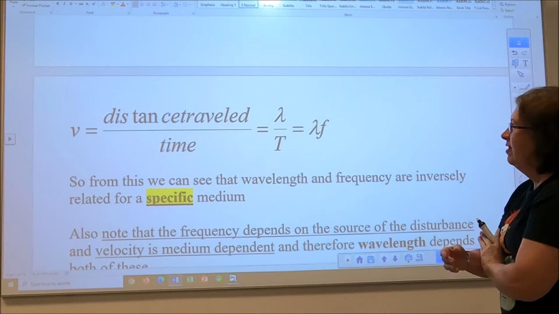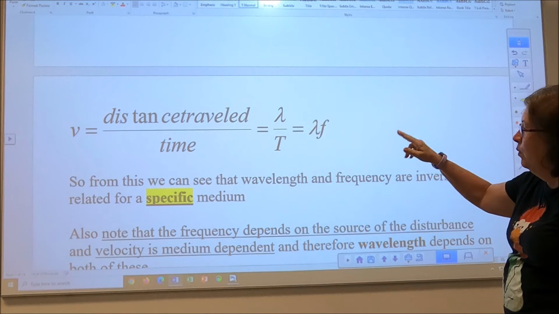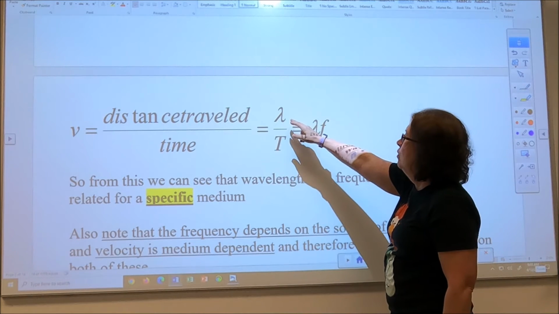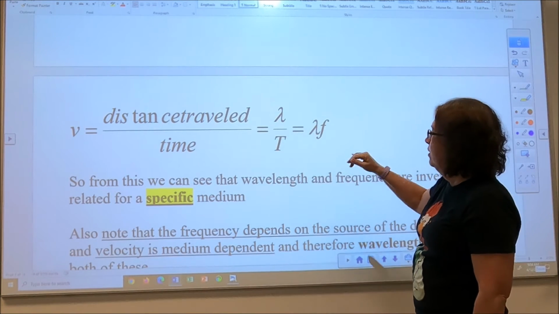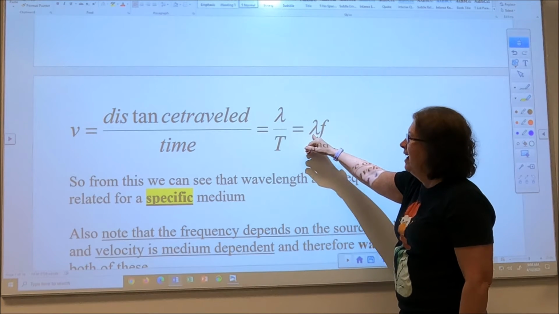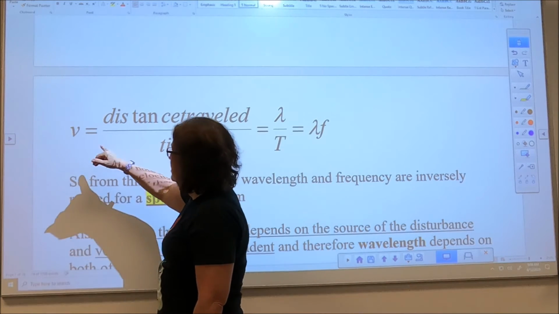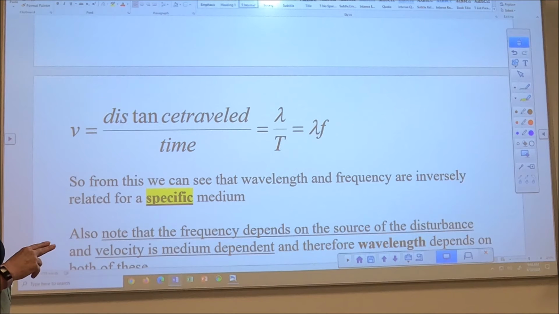The velocity of a wave is the distance traveled, the wavelength, divided by the time, which is the period. So we can say v equals lambda over T, or v equals lambda f. In other words, if the frequency changes, the wavelength has to change, because the speed of a wave depends on what type of wave and the wave medium. So the wave frequency and the wavelength are inversely related for a specific medium and a specific type of wave.